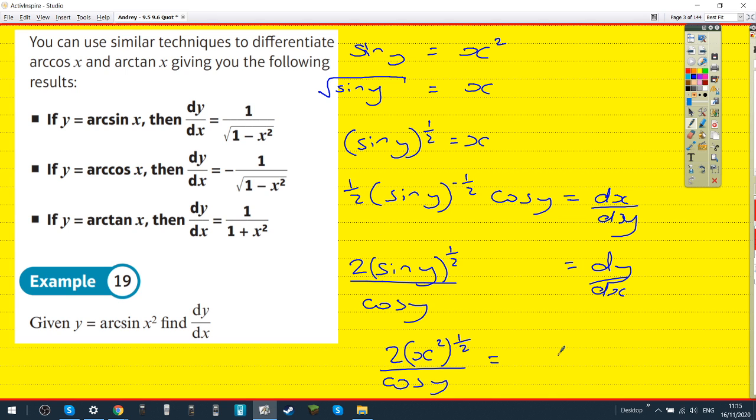So will that be like 2x over cos y? Yep. And so now we'll get cos y in terms of sine y, so we can swap it with x. Sorry, what? What did I do? So you know the way we just swapped sine y with x squared? Yeah. So write cos y in terms of sine, so that we can do the same thing.